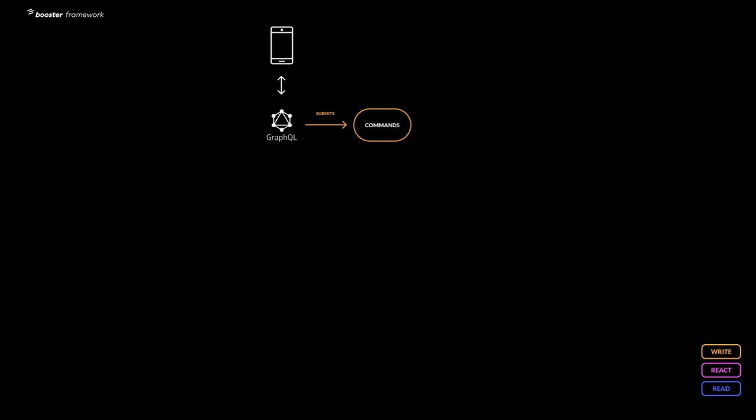So when we perform a mutation, which is asking our server to do something on the data that our application is storing, Booster will submit a command. So what is a command? A command, when we look for a kind of real life definition, is like an imperative order. So you can command your dog to sit, or you can command your instant messaging app to send a message. So those are imperative orders.